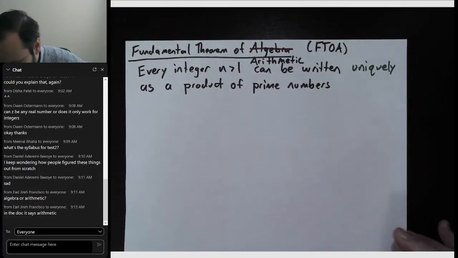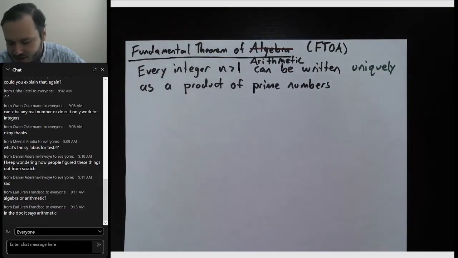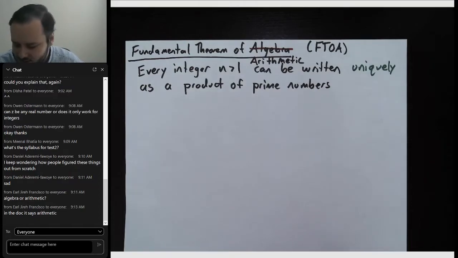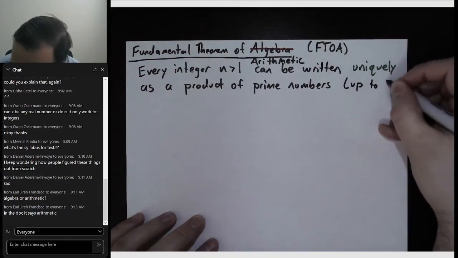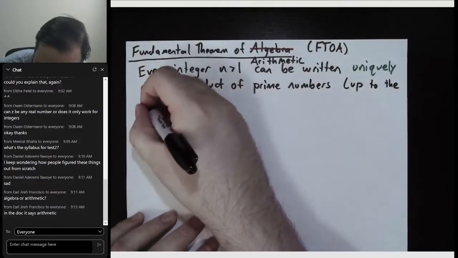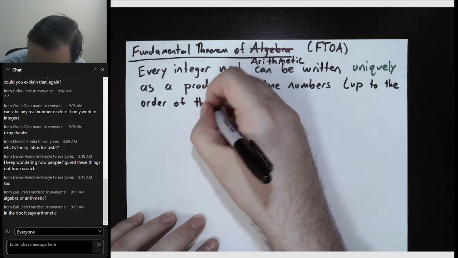Every integer n greater than 1 can be written uniquely as a product of prime numbers. When I say uniquely, I should explain what I mean. I mean the prime numbers are unique, but the order is not unique. You can multiply things in any order you want. So I will say up to the order of the factors.